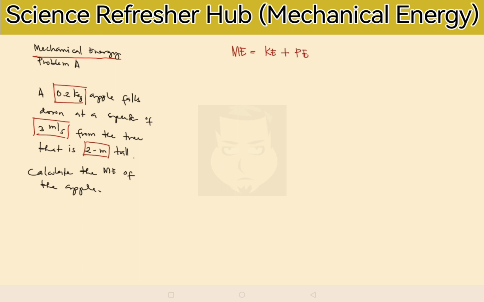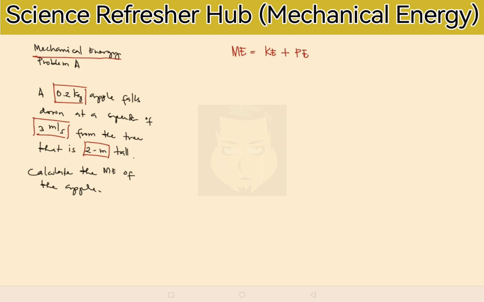You can alternate this energy. You can have ME is equal to PE plus KE. It doesn't matter because it involves addition.